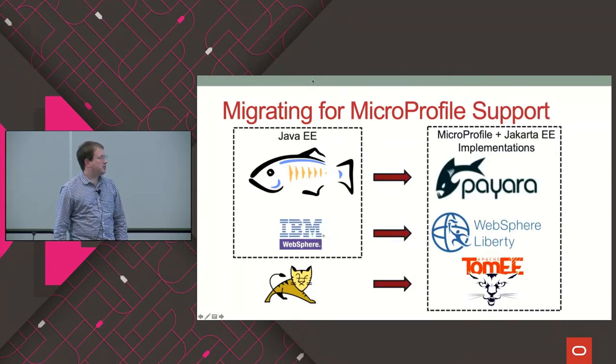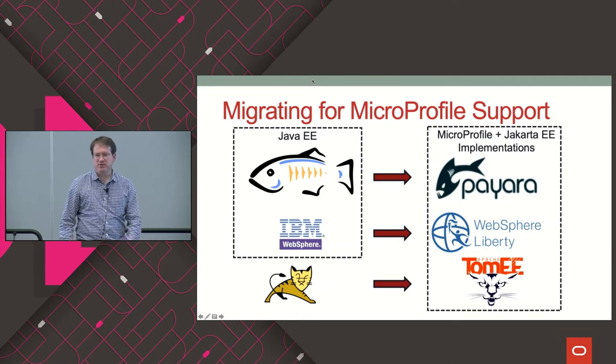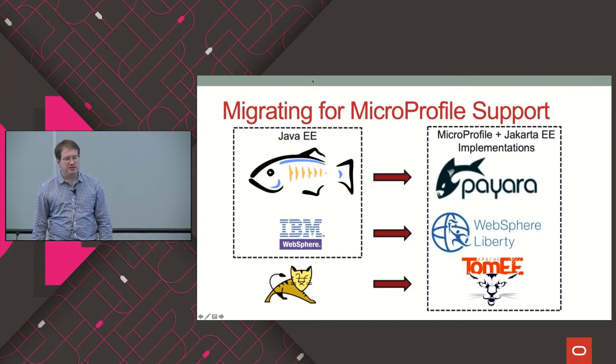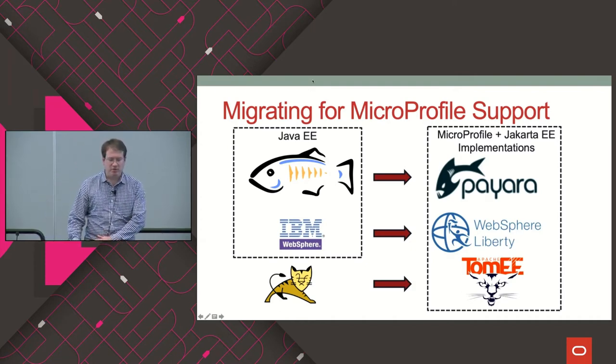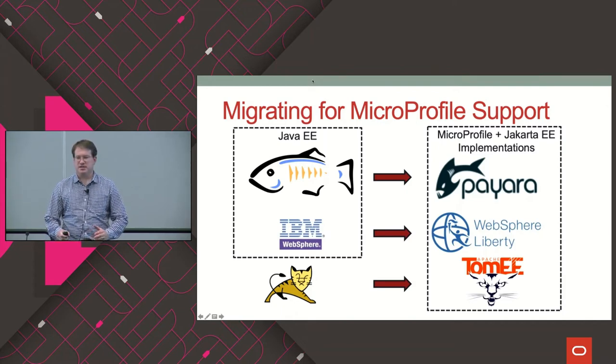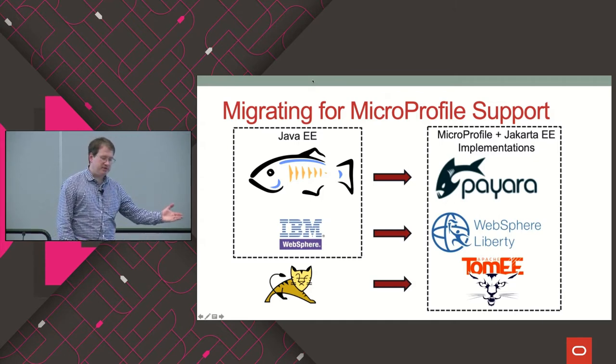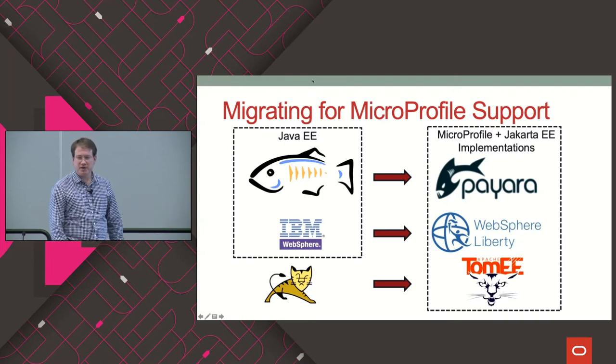So for migrating to MicroProfile, depending upon what container you're using right now, if you're deploying in a GlassFish container and running GlassFish 3 or 4, if you move over to Payara, which is GlassFish, just a different distribution of it, you get the MicroProfile stuff. If you're on IBM WebSphere, move over to WebSphere Liberty, Tomcat to TomEE. Really, the only one that doesn't have a migration story yet that I'm aware of or that I've tried is WebLogic, because WebLogic right now doesn't support MicroProfile. So that's kind of the only odd man out right now. But Oracle does have an implementation of MicroProfile. I just don't know what the overlap is between the two of them.